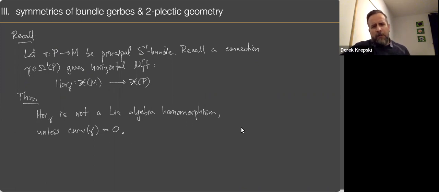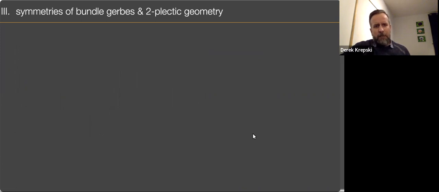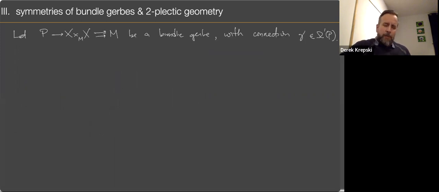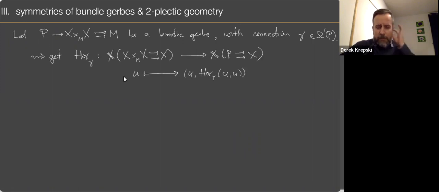So this is a similar story for bundle gerbes and connection data. Let's see how that goes. Suppose we have a bundle gerbe with connection. Remember, after all, it is a connection form on P. So we can construct a horizontal lift from multiplicative vector fields on this submersion groupoid to multiplicative vector fields on P.